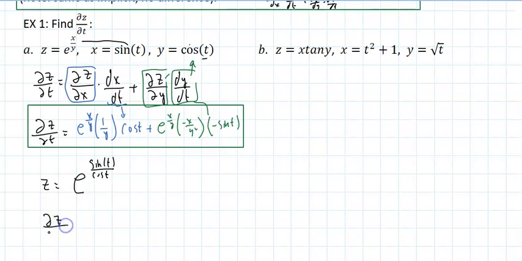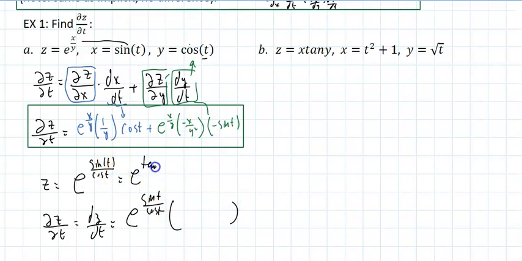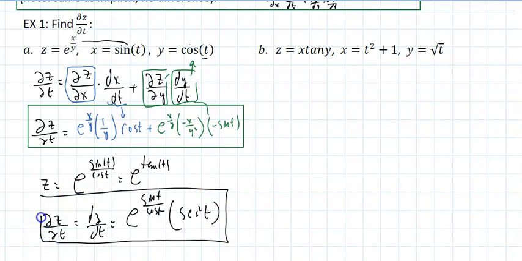whether you take a partial or not, if there's only one variable, it doesn't matter, it's the same thing. That is the exponential, times the derivative of this, but isn't this really e to the tan of t? And what's the derivative of tangent? Secant squared of t. You could do that as well. If it's in terms of one variable, that really doesn't mean much.